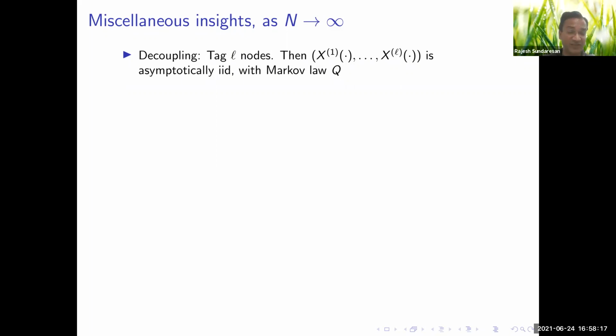The interaction of these L nodes was only through the field, but if the field is fixed, then these are essentially executing a Markov process with respect to the field that's governed by the empirical measure. And so the evolution of x1 up to xl is in some sense asymptotically independent and identically distributed, and given by the Q that governs the field, which is the solution to the level 4 fixed point. So one can actually get this interesting decoupling property.